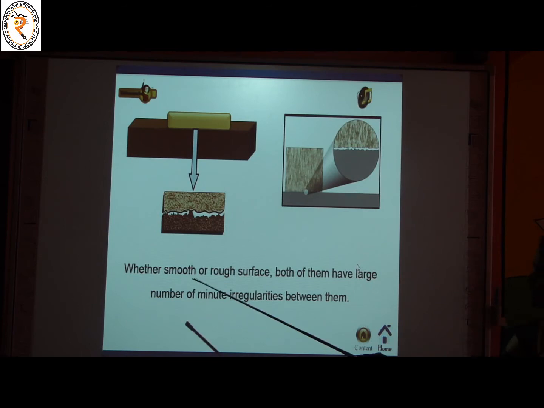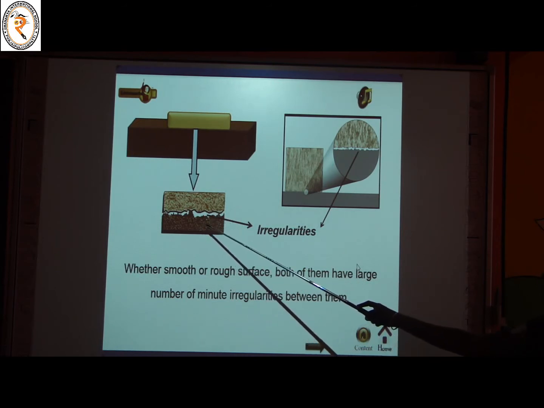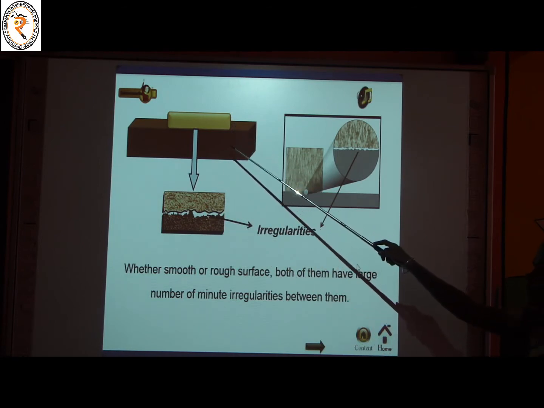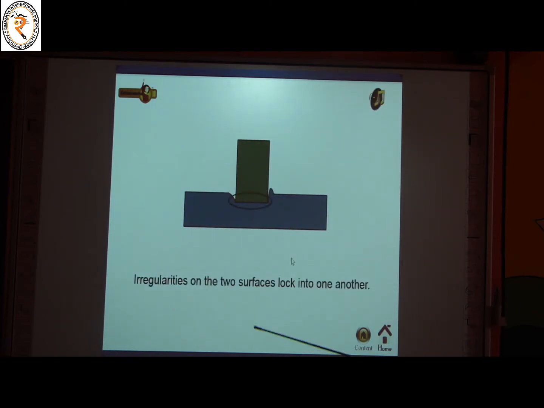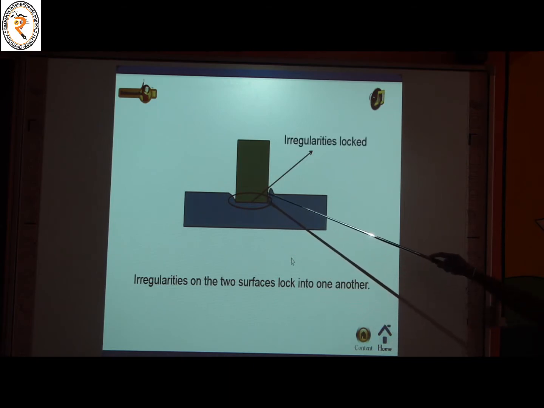Whether smooth or rough, both surfaces have a large number of minute irregularities. This is the irregularities between two objects. This is object 1 and this is object 2. So these irregularities between the objects cause frictional force. So what is the cause of friction? It is the irregularities between the objects. And the next one. The irregularities on the two surfaces lock into one another. It locks one another due to the frictional force.